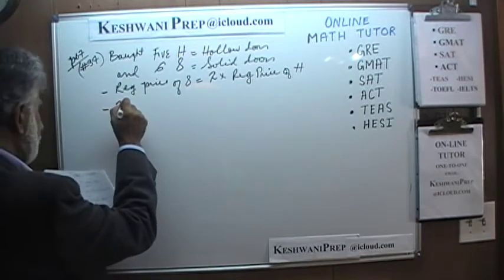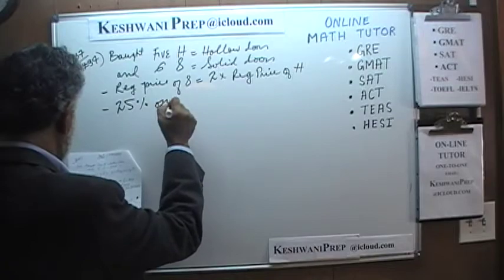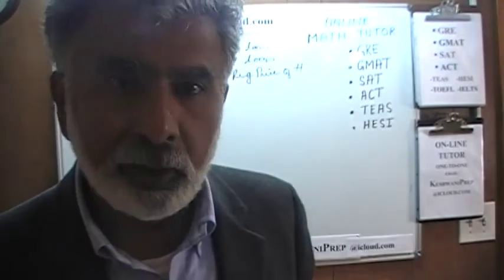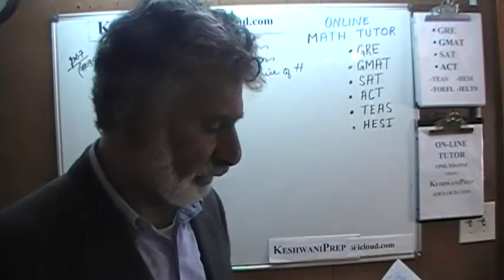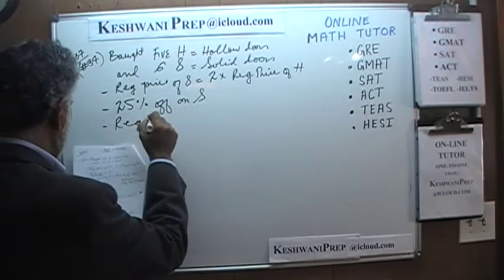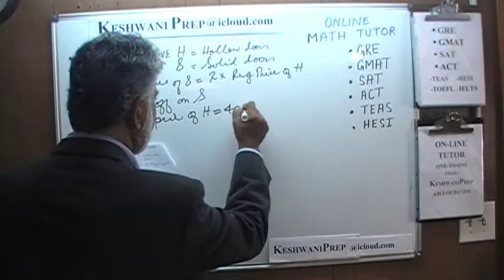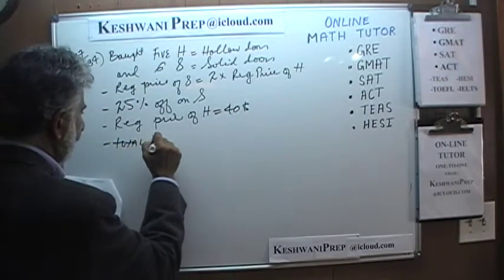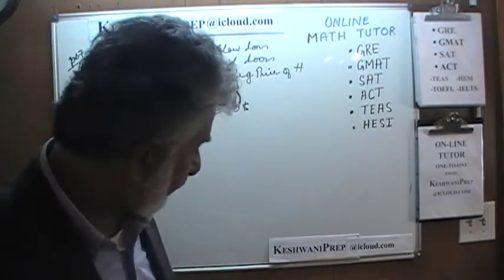But right now we are told that they have a sale going on solid doors. Solid doors are 25% off. All of this information we have to keep track of, every bit of information. We are further told that the regular price of a hollow door is equal to $40. The question simply is, how much did we pay? A straightforward, simple enough question, as long as we pay attention to what is going on.